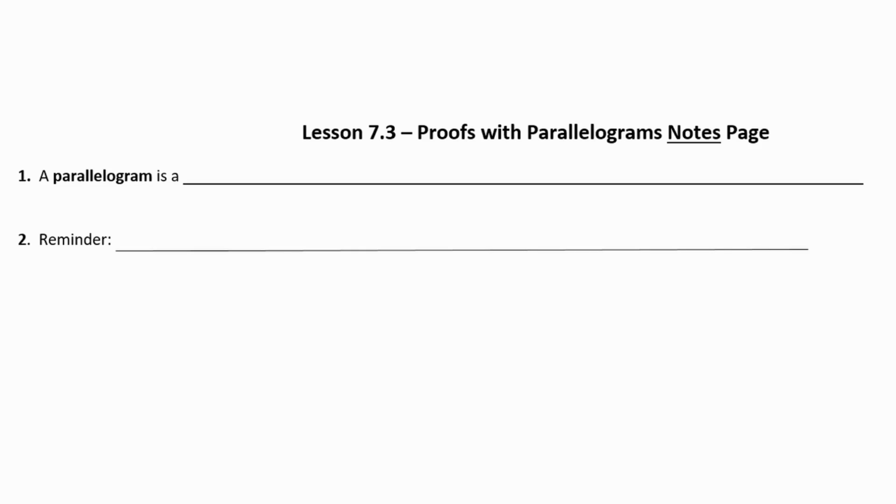The textbook section that we're looking at today is 7.3, titled Proofs with Parallelograms. So far in Unit 7, we've looked at the different properties of polygons, and we looked at some of the different attributes that are interesting about parallelograms. And so now we're going to look at if we have those attributes, we can use them to prove whether or not we have a parallelogram.